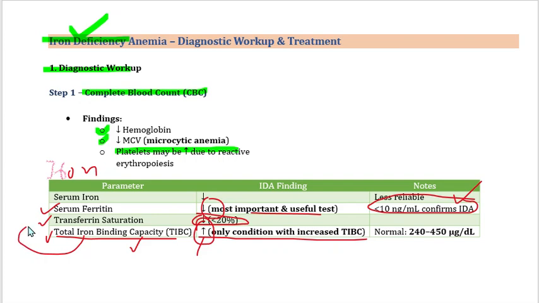It is actually the binding of iron to the transferrin. So we see how much transferrin is saturated, and from that we calculate total iron binding capacity. It is increased because the body senses that there is deficiency of iron, and it is trying to increase the transferrin so that more and more iron can be transported. Normal total iron binding capacity is 240 to 450 microgram per deciliter.